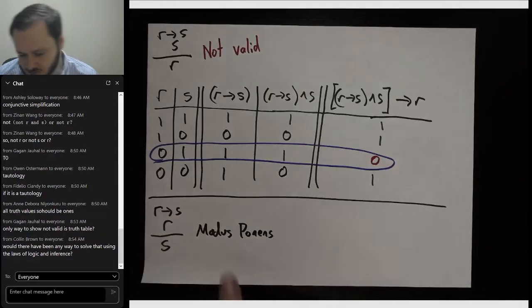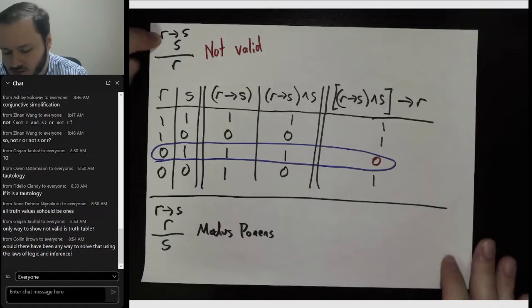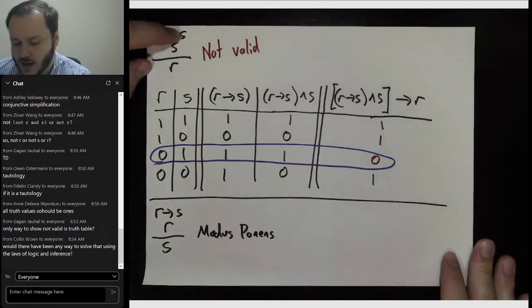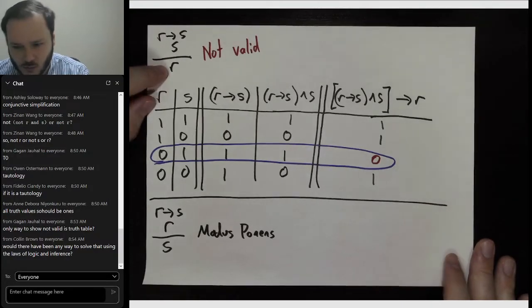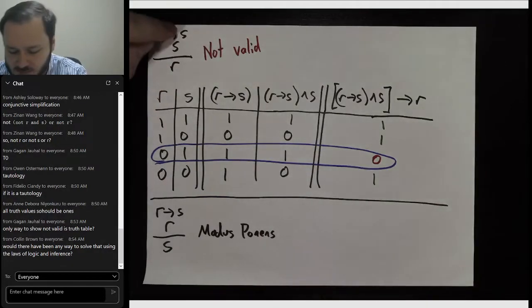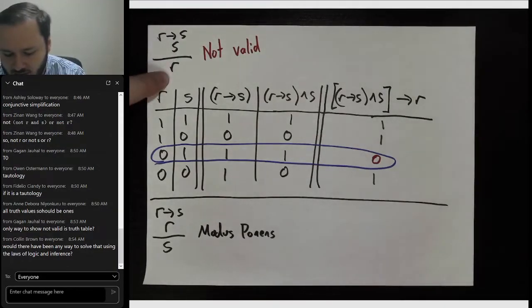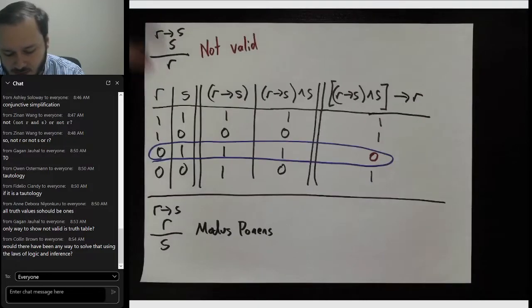That's how modus ponens works. This argument is saying, if you do well in the course, I'll buy you a car. I bought you a car, so you did well in the course. And that doesn't follow. Just because we have the conclusion does not mean we have the premise. That's what's wrong with this argument.